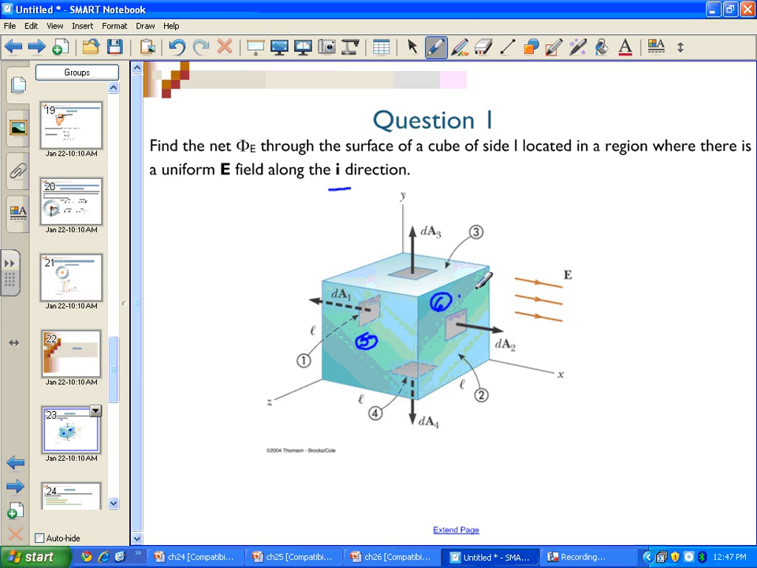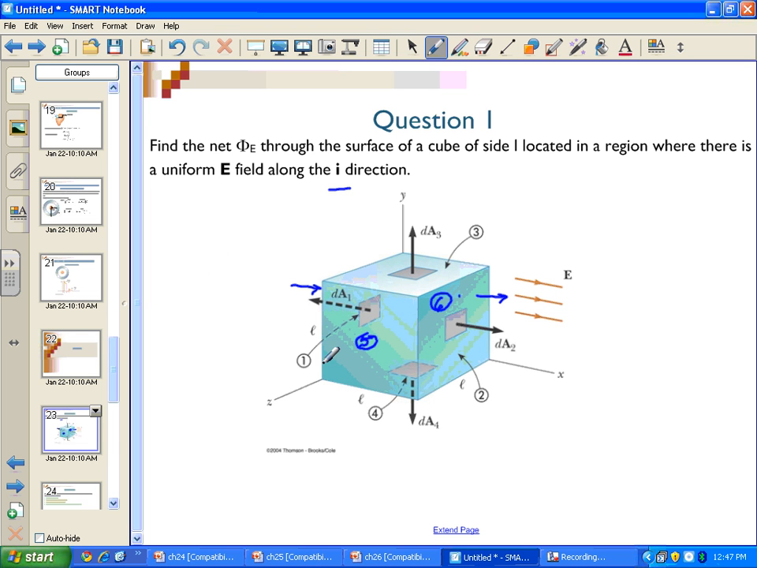So, let's see. We notice that there is no charge inside this cube, and therefore, all the electric field lines that come in through the back side go out through the front side. So let's begin with face 1.